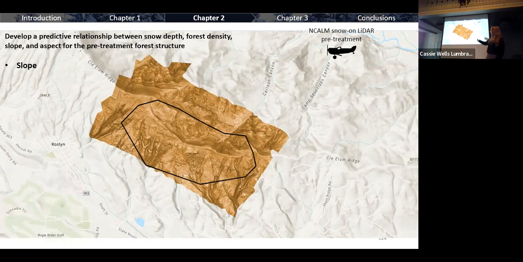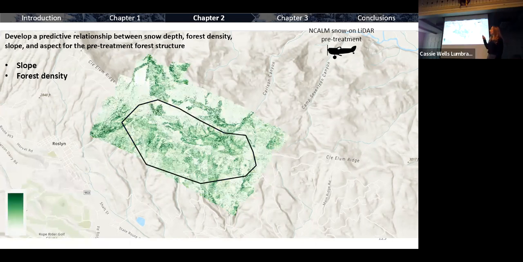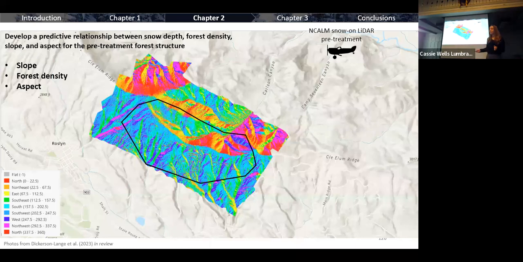This is slope. So one thing we can get from LiDAR data. We can also get our forest density. This is a canopy height model from the LiDAR data, which can give you that canopy structure information that is highly valuable for our work. And then you can get things like aspect. And I want to focus on this for a moment here, because aspect on this ridge is really something very valuable.